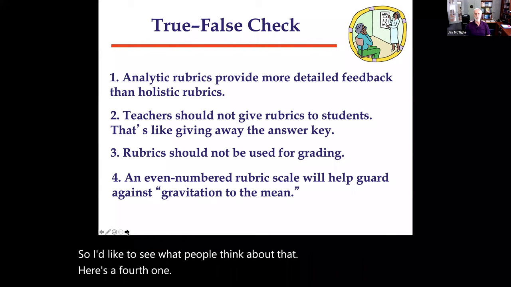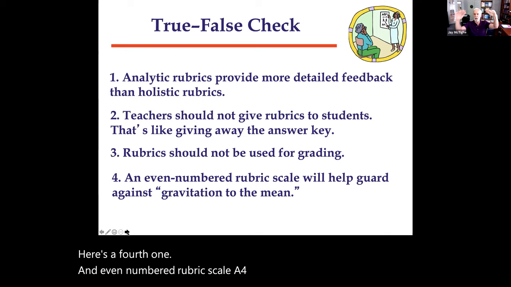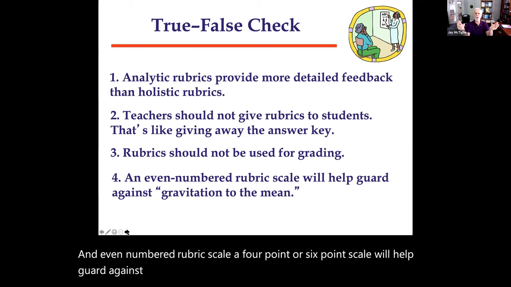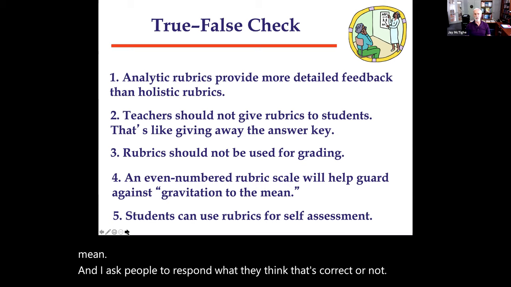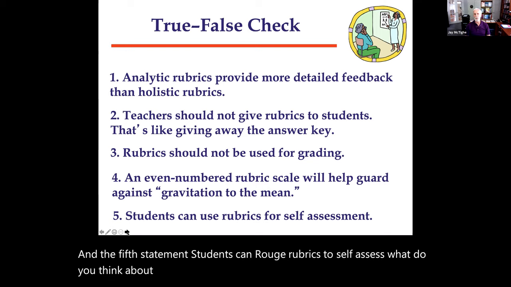An even-numbered rubric scale, a 4-point or 6-point scale, will help guard against the psychometric phenomenon known as gravitation to the mean. And I ask people to respond whether they think that's correct or not. And the fifth statement: students can use rubrics to self-assess. What do you think about that? So again, this is just an example of something that I've used.